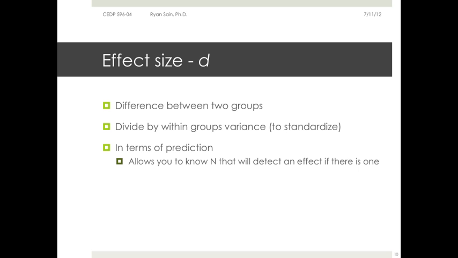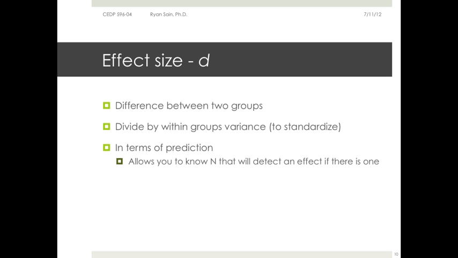Then we can put it in terms of our prediction, and this allows us to know the sample size that would detect an effect if there is one. So if we assume that the IV has a low effect, then we would be able to figure out how many people we would need to detect an effect in each group. And if we assume the IV had a large effect, we could plug that into the formula here and figure out how many people we would need to detect an effect with that large effect size, right? And then you would need fewer people.